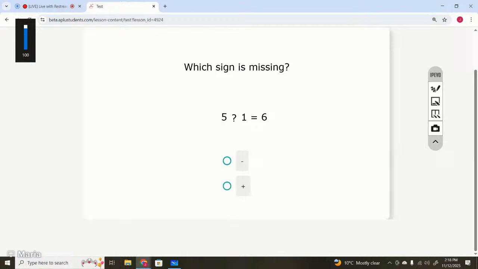Which sign makes the statement true? 5 plus 1 is 6 and 5 minus 1 is not 6, which is the correct option. Yeah, 5 plus 1 is 6. You are adding. Option number 2 is the correct option.